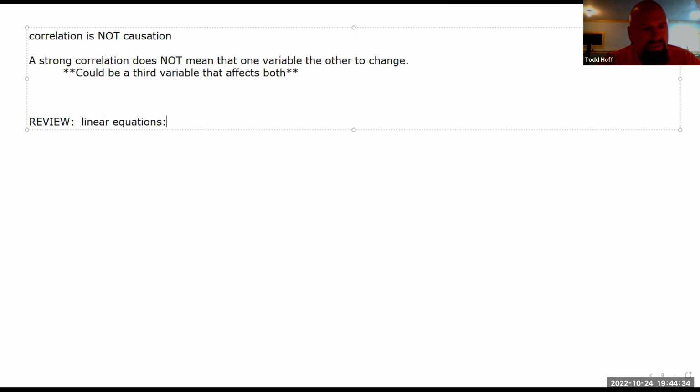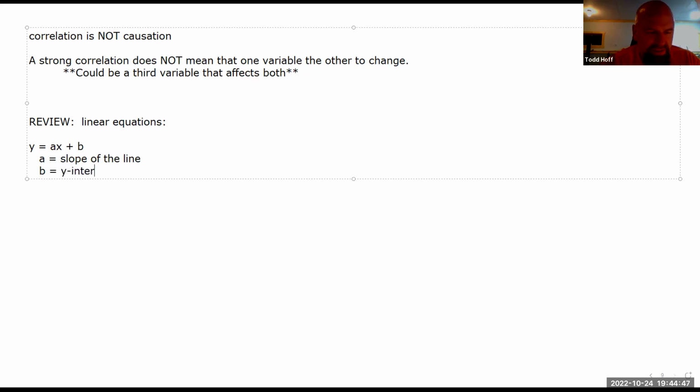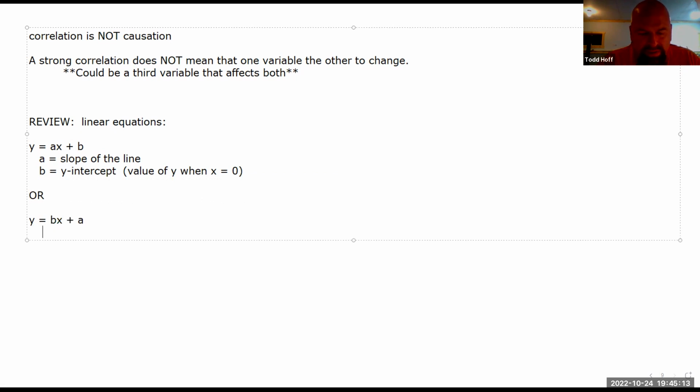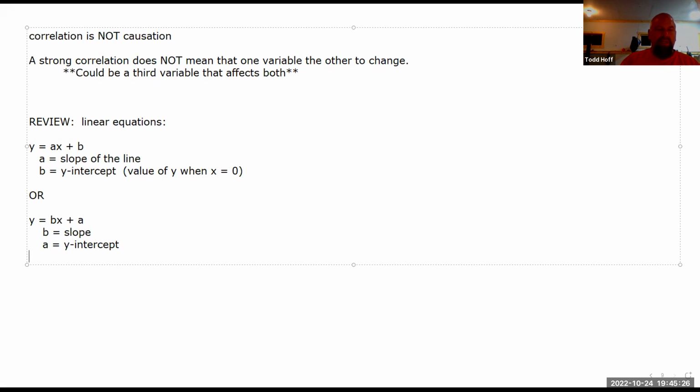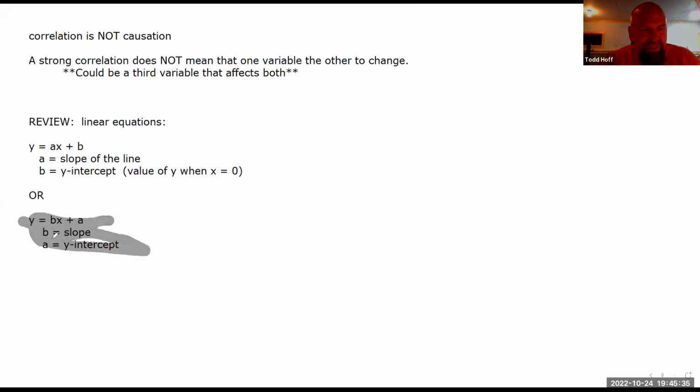A review of linear equations. A linear equation takes the form y equals ax plus b, where a is the slope of the line and b is the y-intercept. It's where the line crosses the y-axis, or the value of y when x equals 0, if you want to think of it that way. Depending on the textbook, it could take the form y equals bx plus a, which means the same thing, just with the b and the a switching places. B is the slope and a is the y-intercept. So you have to be careful to look at how your textbook is describing it. This textbook uses the second form, y equals bx plus a, where b is the slope.